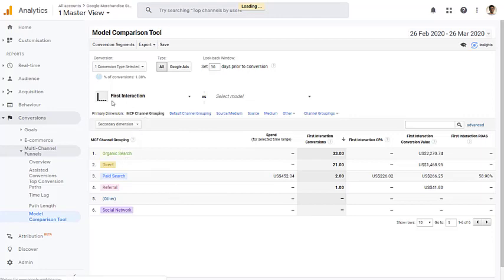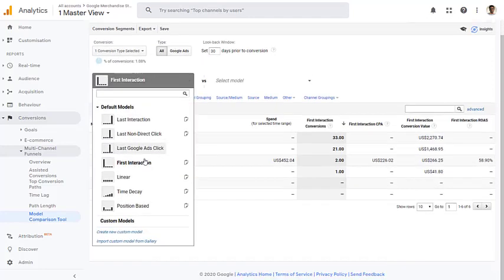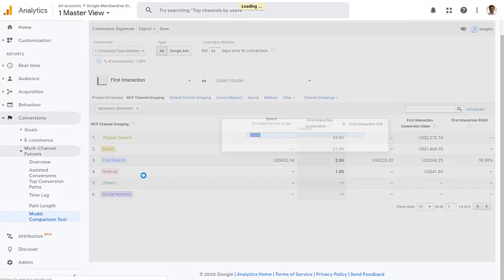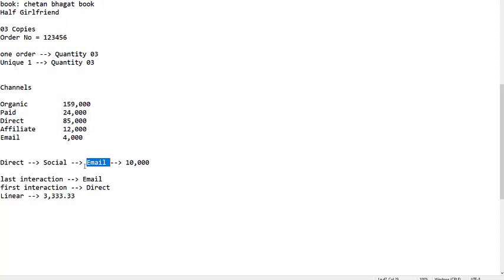Now I see that when I change it to first interaction, organic is on top, giving me a revenue of 2270. I can also do linear. When I do the linear, direct is on top, and organic is number 2, giving me a revenue of 1338. Now, the discussion that we had, which channel should get the revenue?